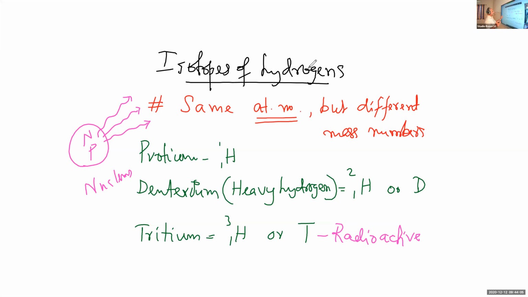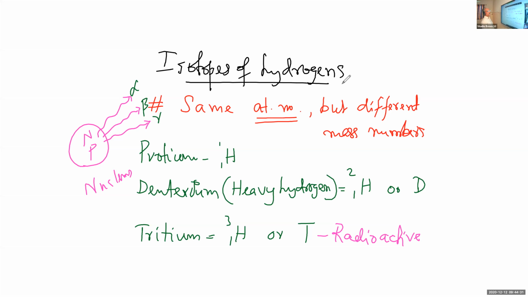During this process, invisible radiations are given out, and these are called the radioactive rays. In the radioactive rays, there are three types of radiations: alpha, beta, and gamma radiations.